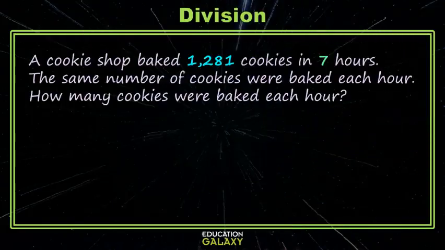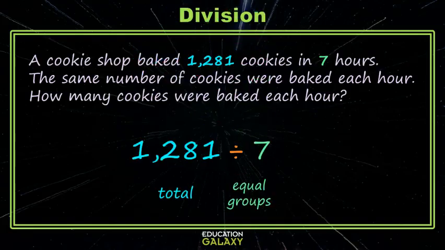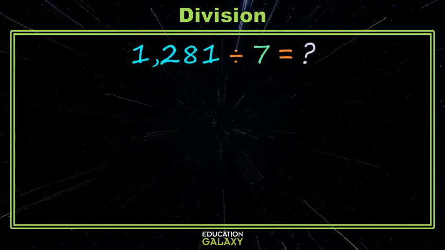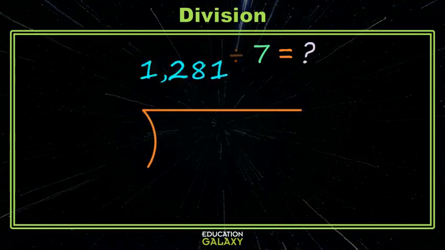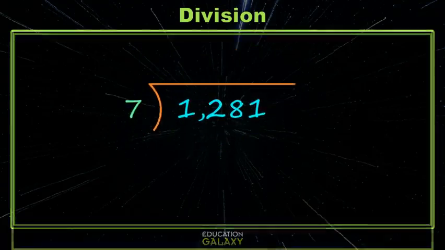Today we're starting with 1,281 cookies, and we baked them in 7 hours. We want to know how many were baked each hour. So we're starting with a total, we're separating it into equal groups, and we're looking for how many are in each group. So let's start that division. We'll start with our division symbol, and then we'll put our total underneath and the number we're dividing by on the outside. And now we're all ready to go.